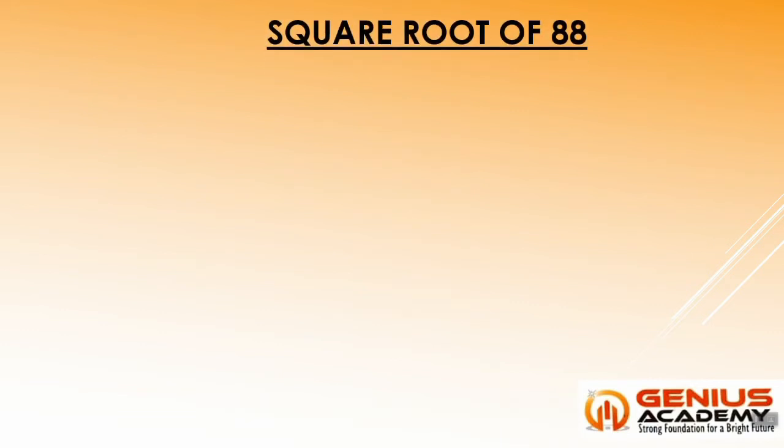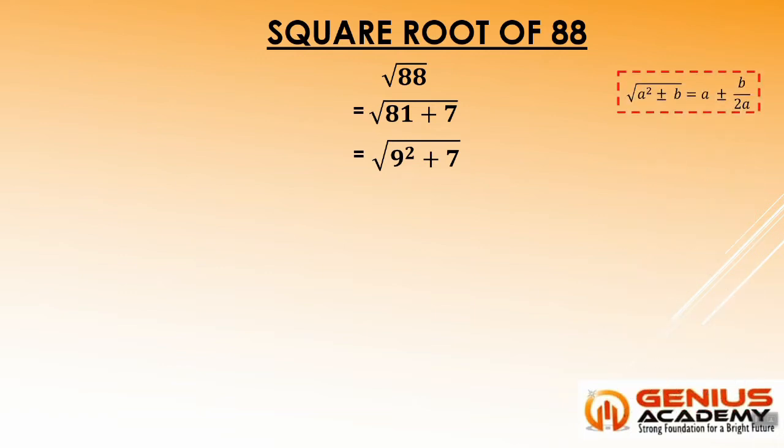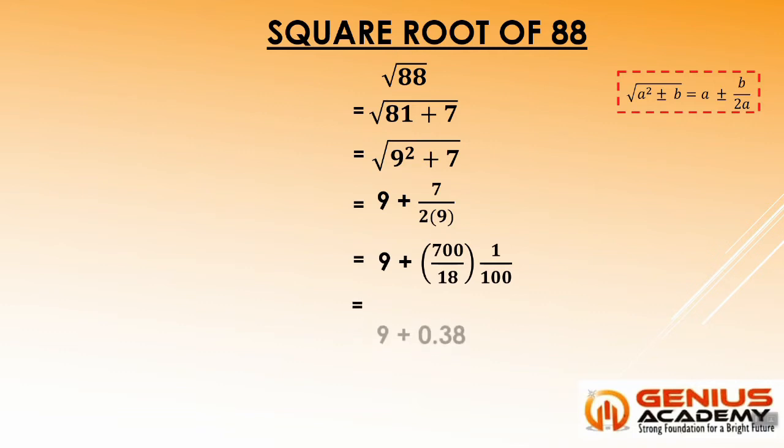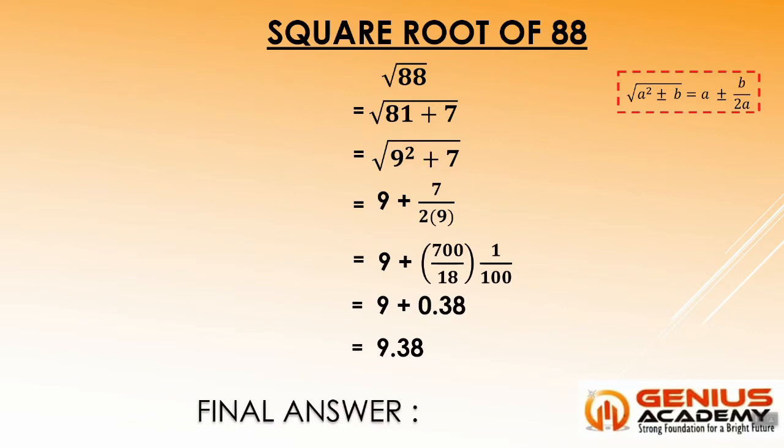Now let us find root 88. The nearest square is 81, but we have to add 7 to get 88. So 81 is 9 square and then we add 7. So according to the formula, this is equal to 9 plus 7 upon 2 into 9, which is equal to 9 plus 7 upon 18, but we multiply and divide by 100. And let us see what the final answer is. It is equal to 9 plus 0.38, which is equal to 9.38. So root 88 is equal to 9.38.